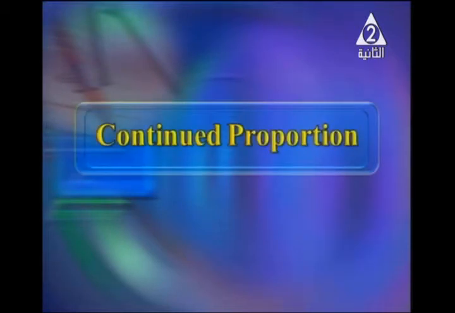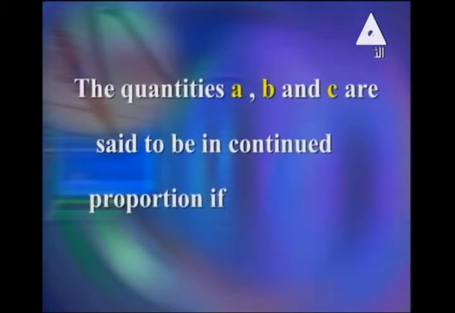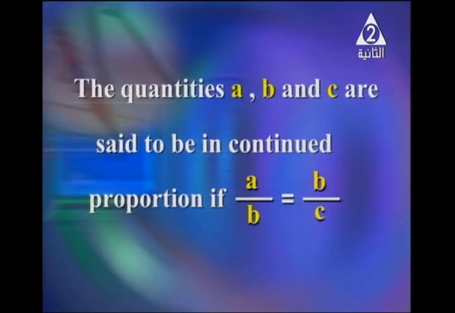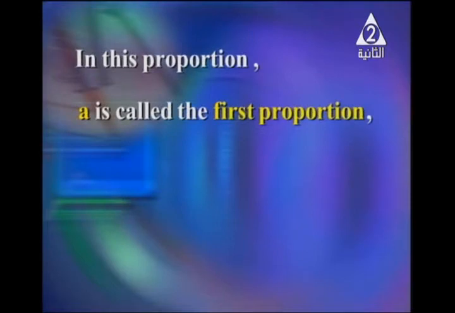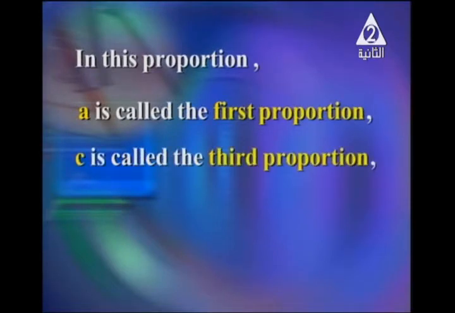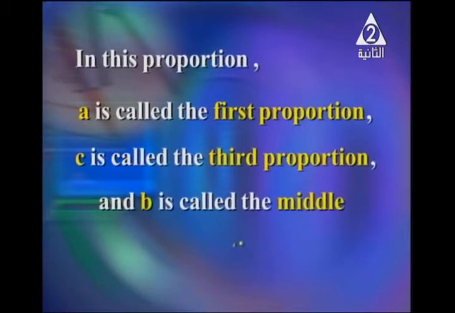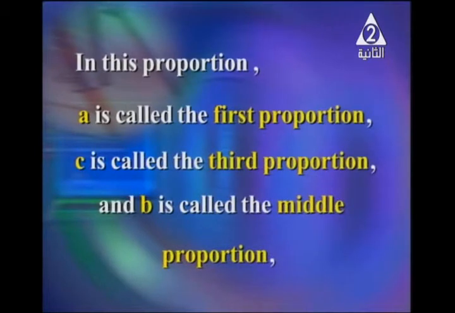Continued proportion. The quantities a, b, and c are said to be in continued proportion if what? a/b = b/c. In this proportion, a is called the first proportion, c is called the third proportion, and b is called the middle proportion. This is continued proportion.